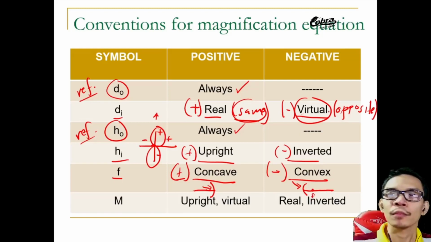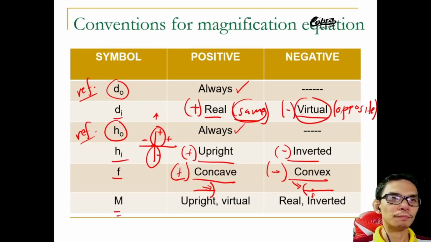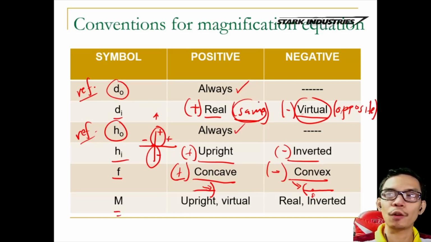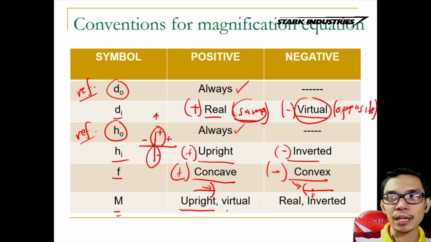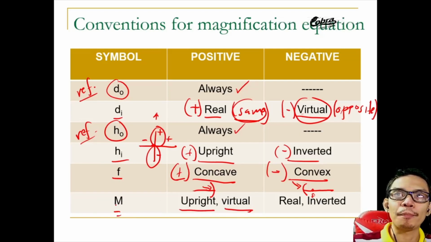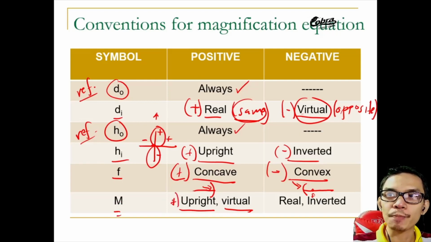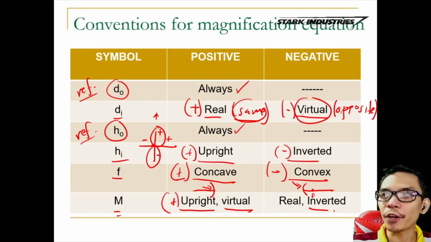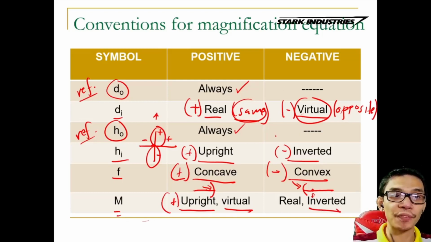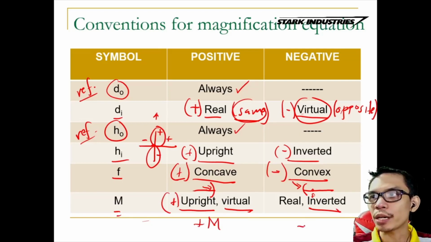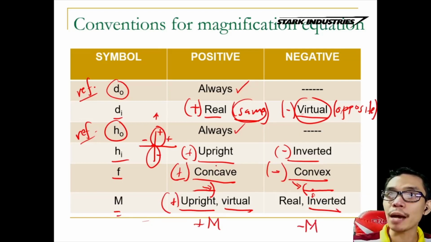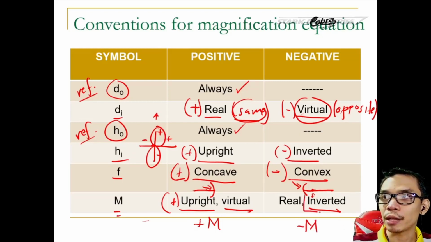Okay, so next one, in terms of magnification. We will follow what is on the height of the image. So, if it is upright, it is virtual. Upright image or positive magnification means an upright image, like so. Okay, so that is positive. And an inverted image means negative magnification. So, positive M, and this one is negative M, because it follows the height of the image, which is inverted, like the one that you have right here.